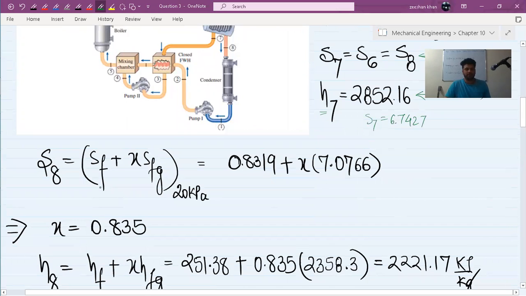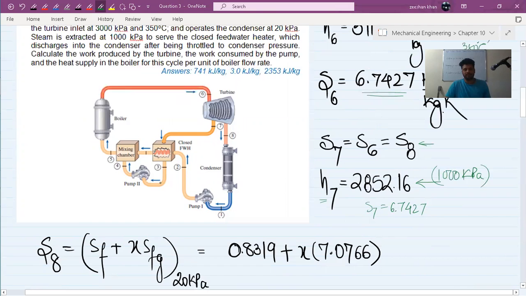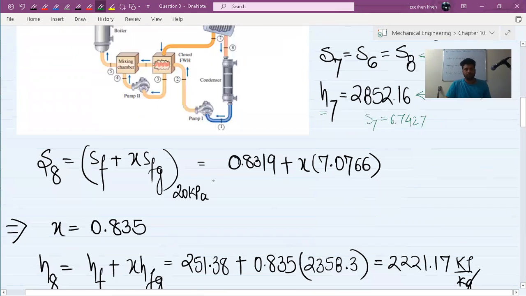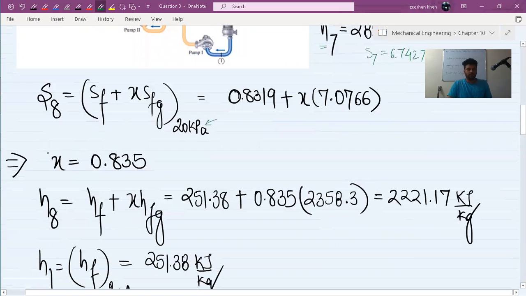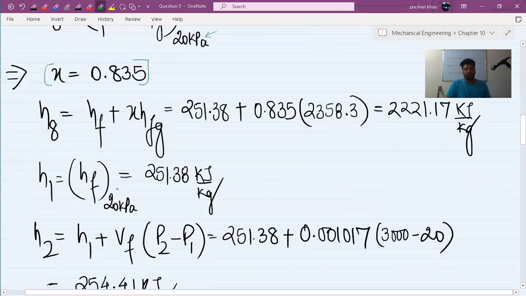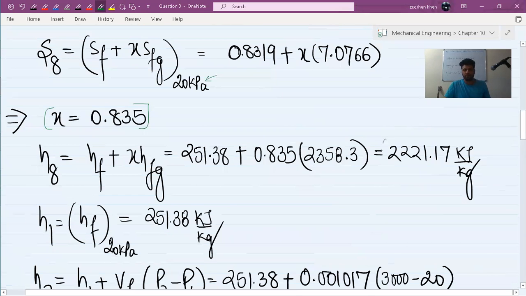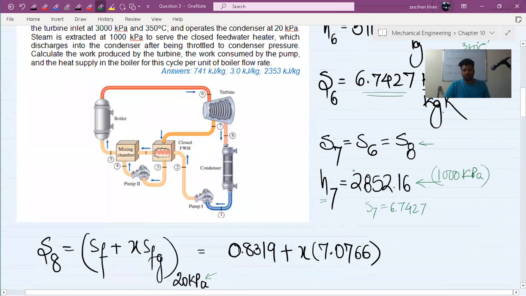S8 is going to be a wet state, that is SF plus X SFG. Now this all is going to be from the table again, at condenser pressure. So the value of X comes out to be 0.835. Okay. Now H8 can be calculated using this formula. So this comes out to be 2171.17. Now this is interpolation, 2852.16.